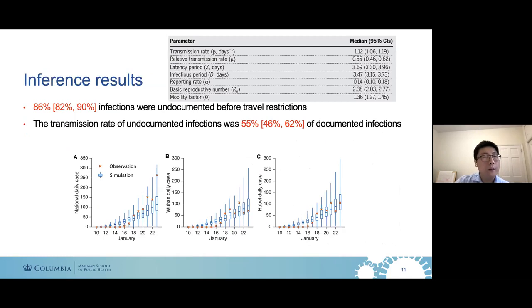So we then applied the inference system to the real-world data, and the parameters we estimated are shown in this table. Most importantly, we estimate that about 86% of infections were undocumented before travel restrictions. And the transmission rate of undocumented infections was about half of documented infections, so they are less contagious than observed infections. And this figure shows the comparison between the real-world observations, the red crosses, and the model simulation we ran using the estimated parameters, represented by these blue boxes.